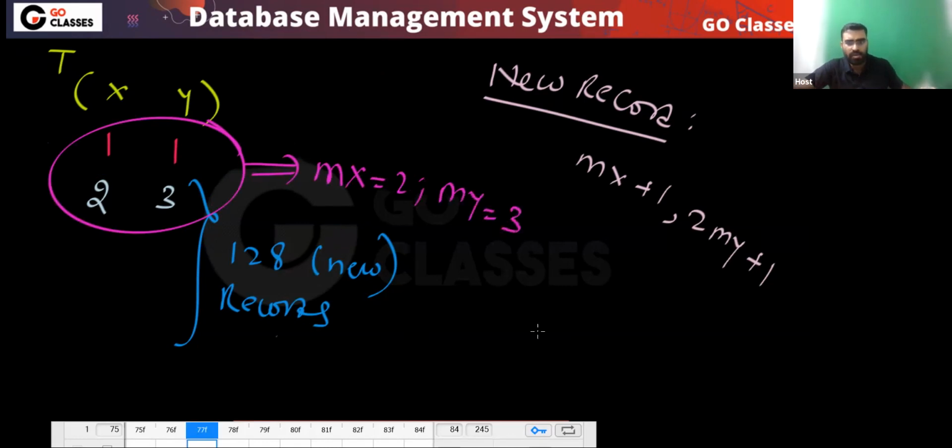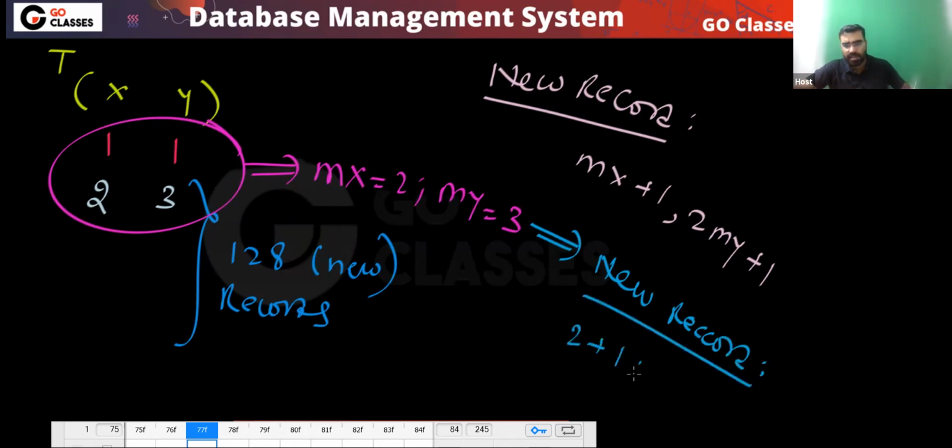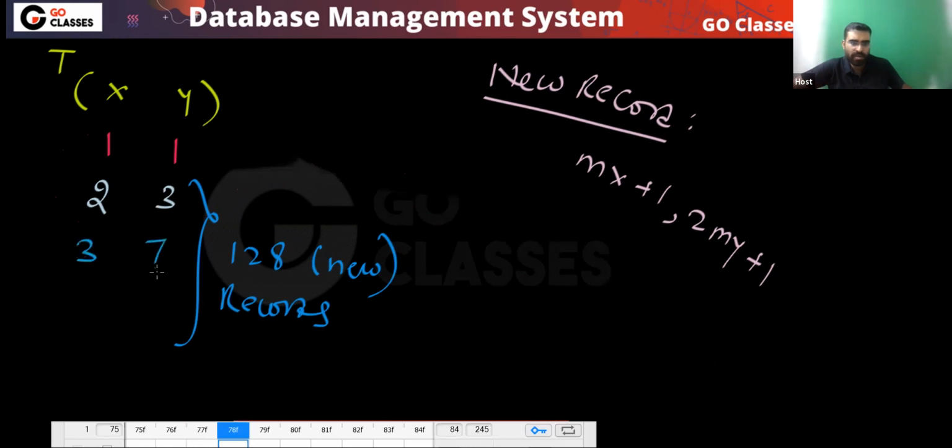So what will be the next row? The new record will be 2 plus 1, that is 3, and twice plus 1, so that will be 3 comma 7. The next record will be 4 comma double plus 1, 15. The next record will be 5, double plus 1, 31. The next record will be 6, double plus 1, 63. The next record will be 7, double plus 1, that is 127. This is your answer.